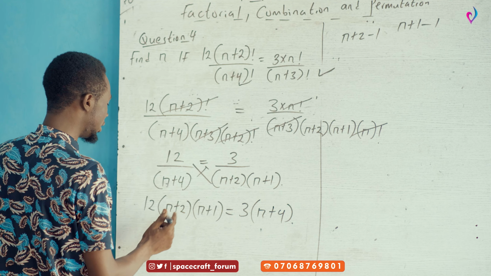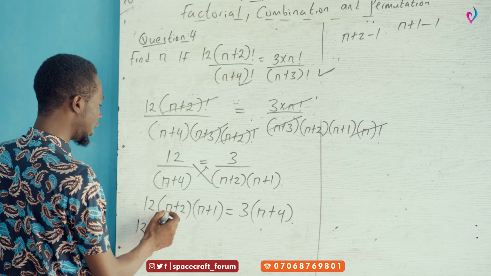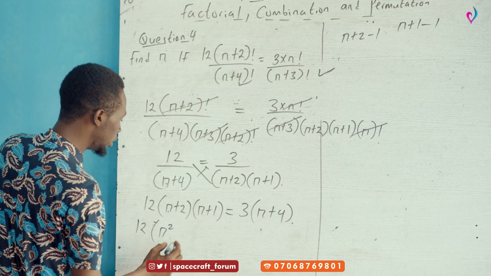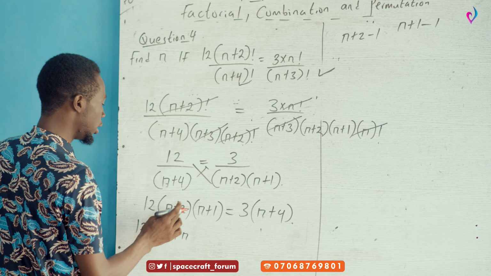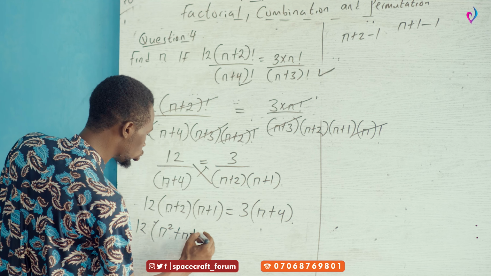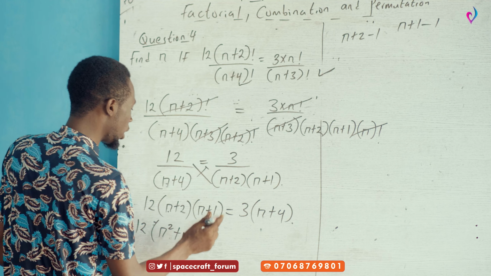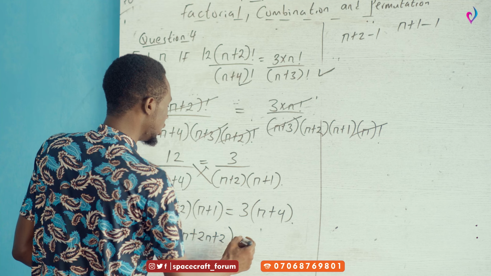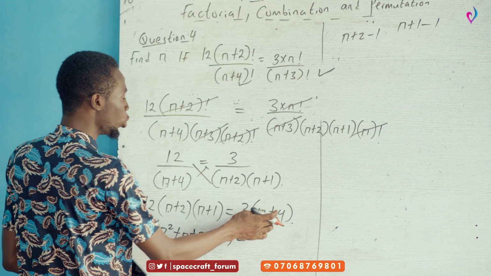Let's open this bracket here. So I'm having 12 open bracket, n times n is what? n square. Then n times 1 is plus n. Then 2 times n is plus 2n. Then 2 times 1 is plus 2, close bracket rather. Then is equal to, let's use this 3 to open this bracket.